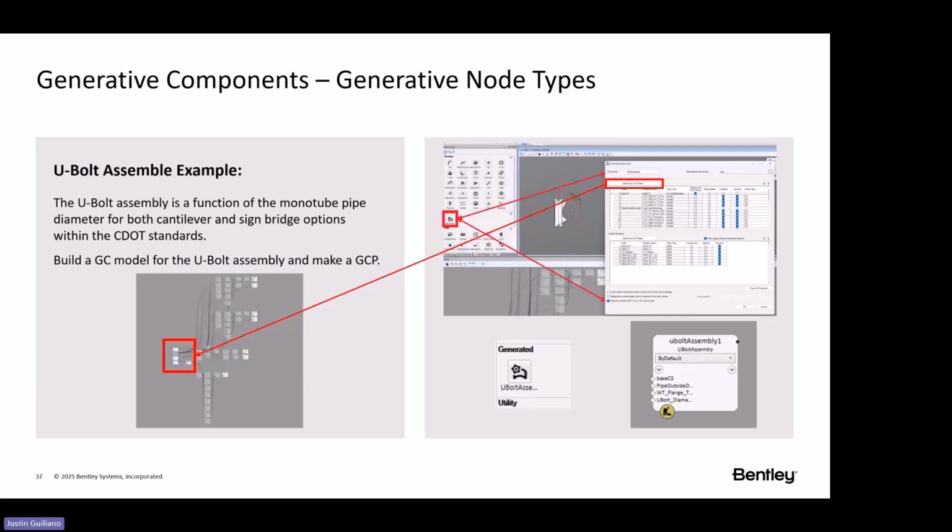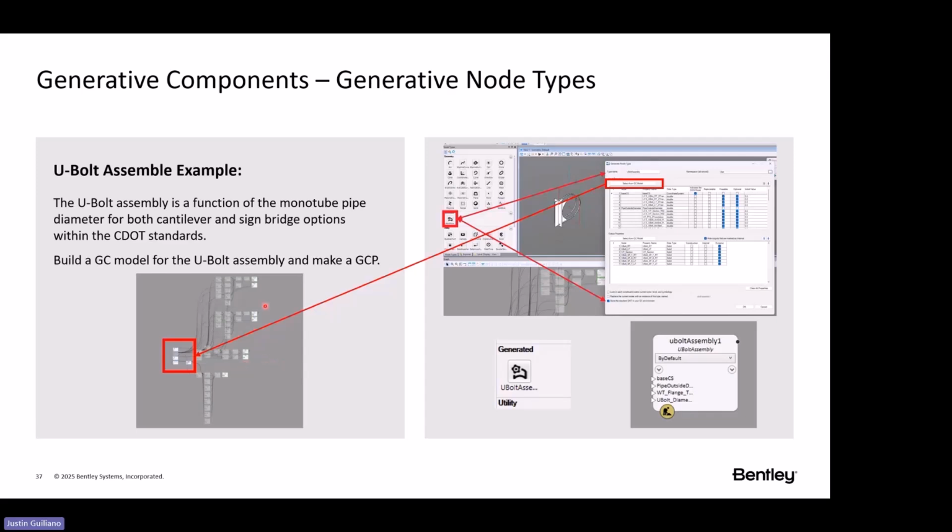So here's the U-bolt assembly I was just talking about. Basically, the screenshot here on the left, these are all the nodes wired together to build this U-bolt assembly. Now, this looks more complex than what it really is. It's basically just a bunch of points and extrusions that are put together. But I don't want to have to build this entire thing every time I build a GC model. I want to be able to just say, all right, I want to build a U-bolt and I want to modify a couple parameters and be done with it.